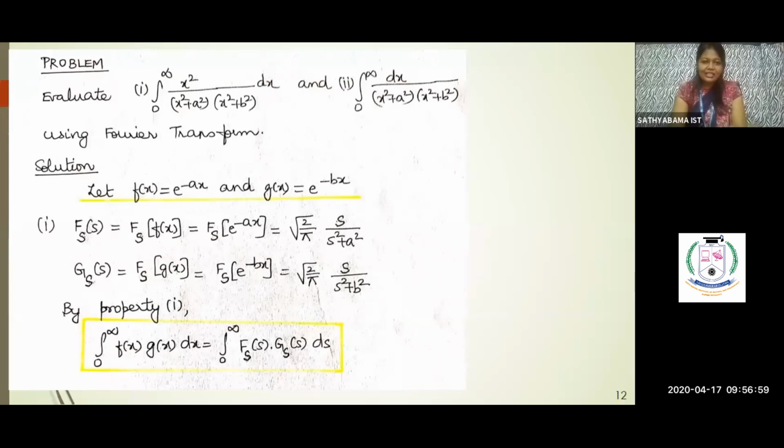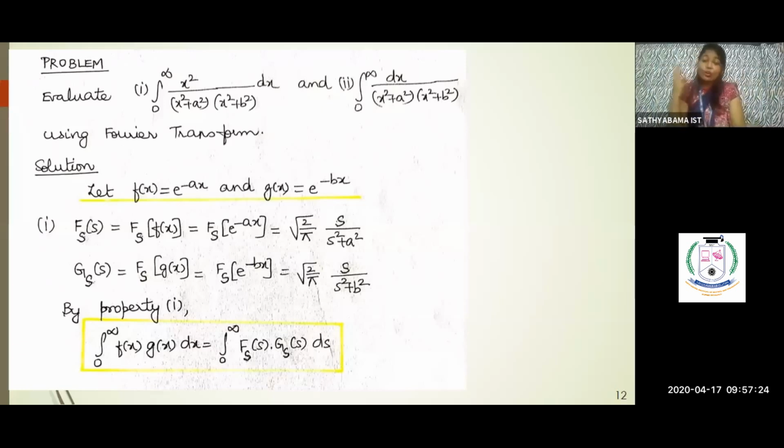Look at the question now. It just says evaluate. Again, this is a very famous question. It says evaluate the integral from 0 to infinity of x squared by (x squared plus a squared)(x squared plus b squared), and the integral from 0 to infinity of dx by (x squared plus a squared)(x squared plus b squared), using Fourier transform. Nothing else is given in the question. It just says evaluate these two integrals using Fourier transform.